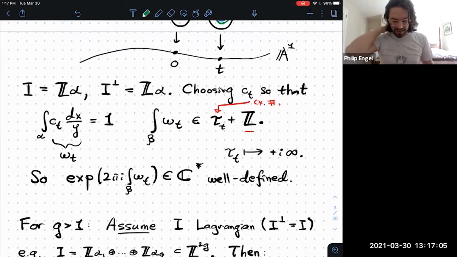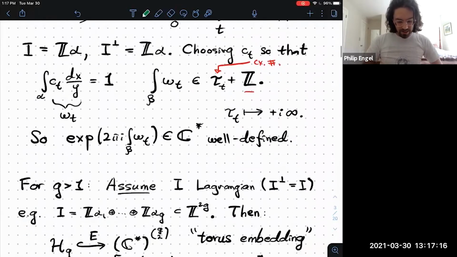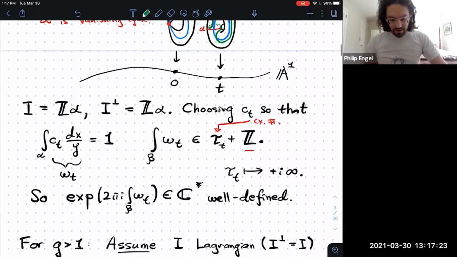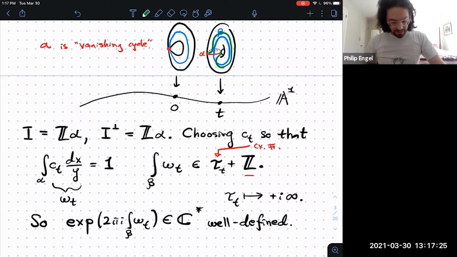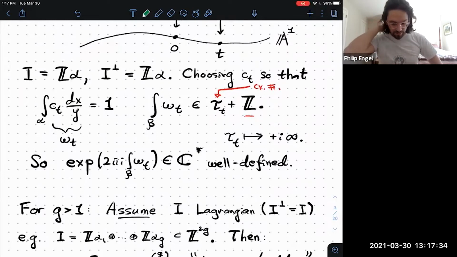Okay, and what's happening to this tau sub t is that it's approaching plus i infinity, if you've oriented alpha and beta properly. And so in particular, we can build a well-defined number from the period against beta. The integral against beta isn't well-defined; it's only well-defined up to an integer. But we can take exp of 2 pi i of the period and get a well-defined element of C star.